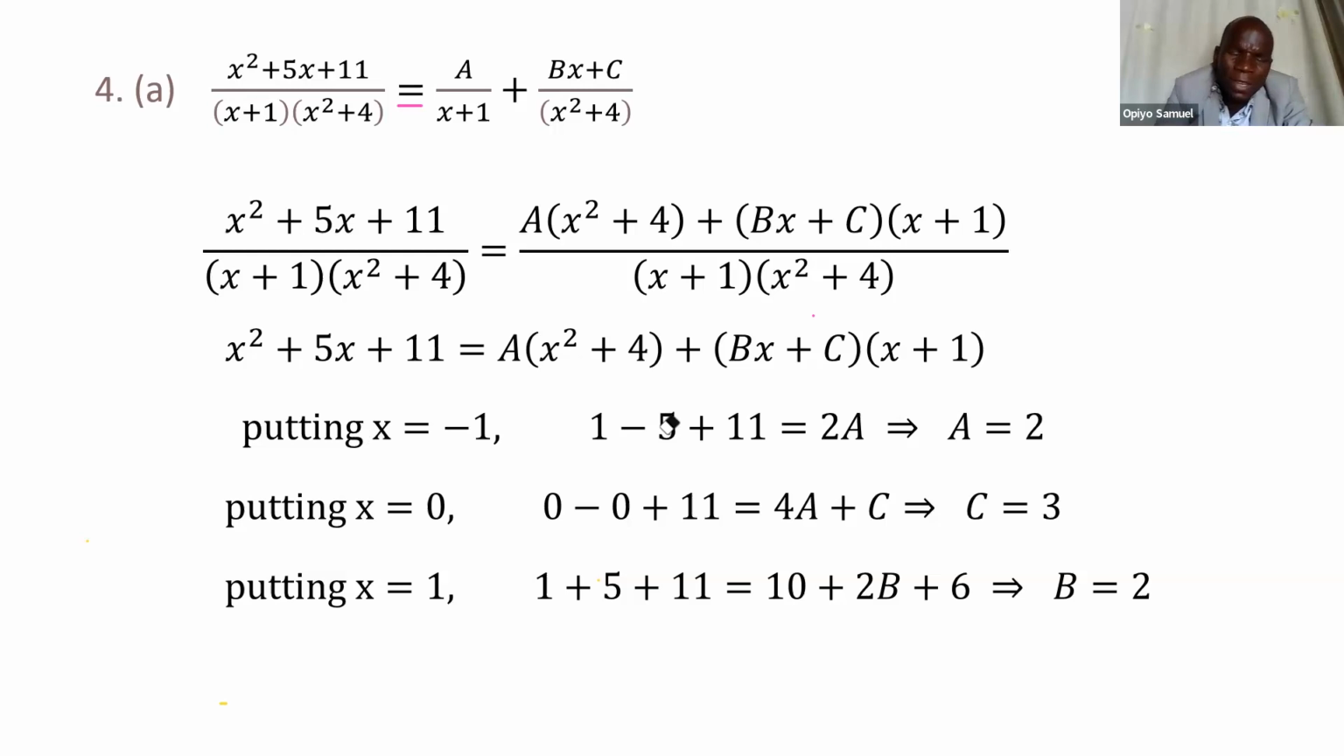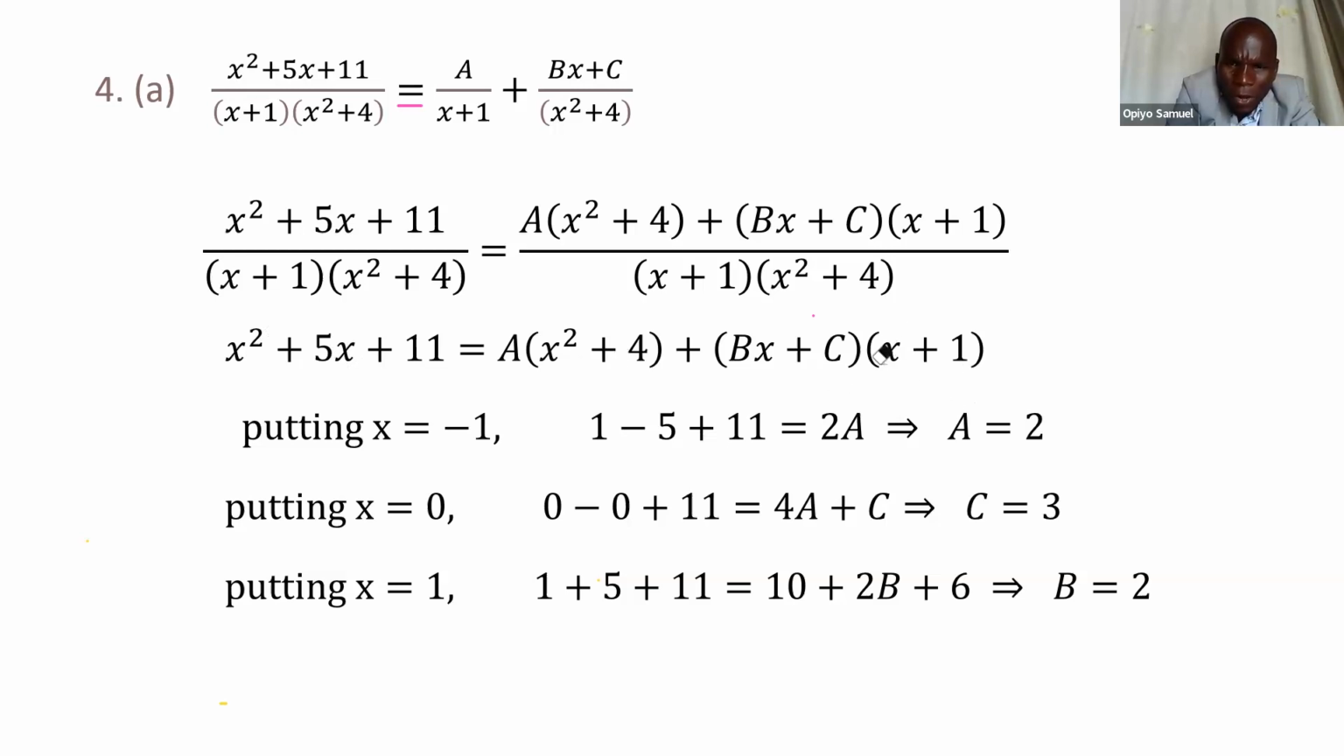Because here, the thing is, you should be able to do this in the shortest time possible using the easiest method for you. So that is another method. Just expand this, then you equate corresponding coefficients. So when we substitute x equal to -1, we get x squared plus 5x plus 11 gives us 1 minus 5 plus 11 equals 2a.